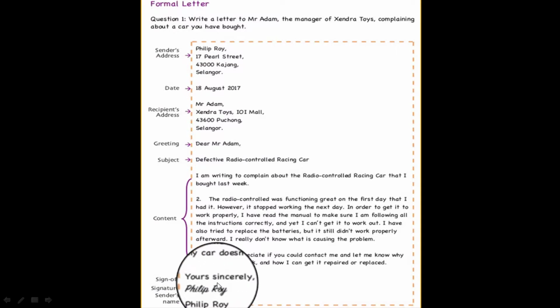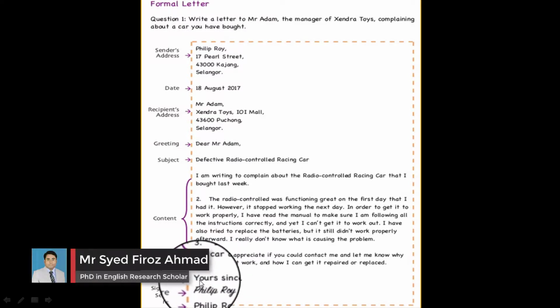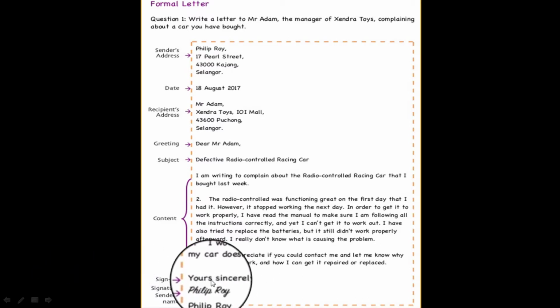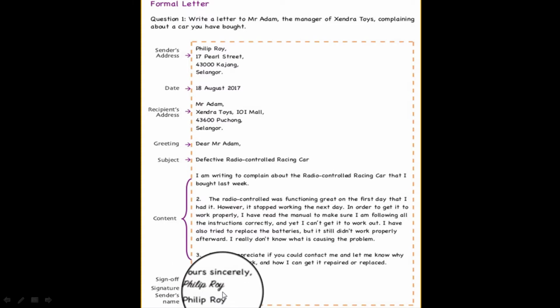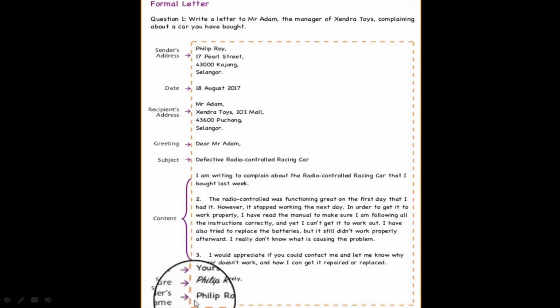And then, students, you have to write yours sincerely, yours truly, truly yours, like that. Remember, this will be written this way, a comma, a capital letter Y, and this S will be small. Then the signature, Philip Roy. Actually this is not looking clear. This is the initial type, so just to give a clear idea, Philip Roy has been written clearly here. So this is the sender's name.